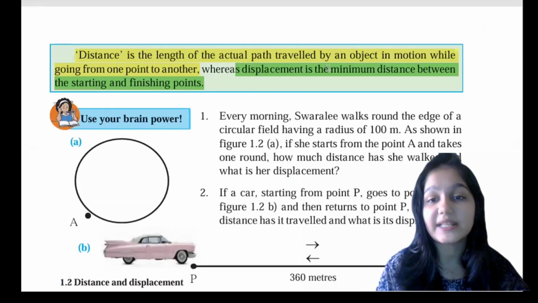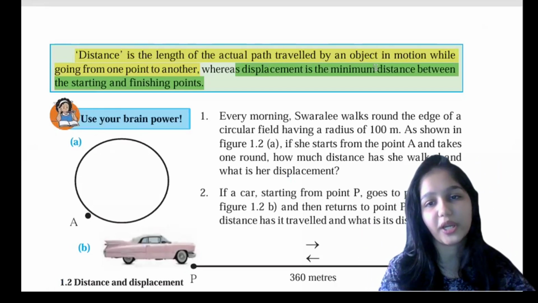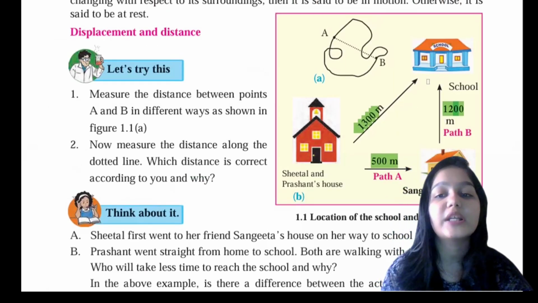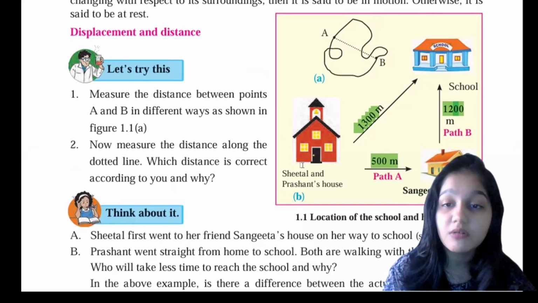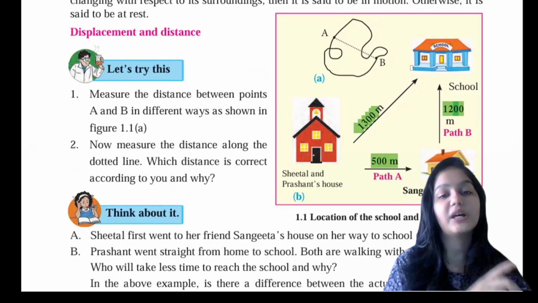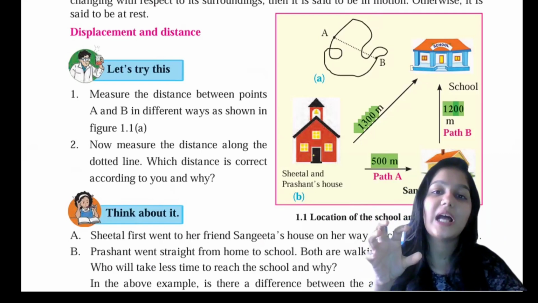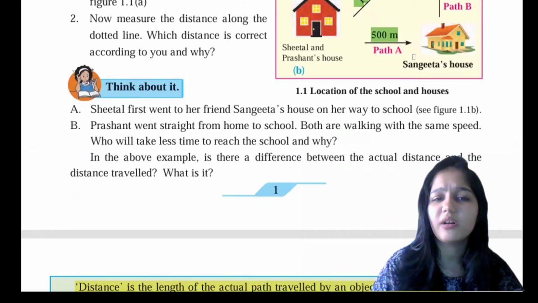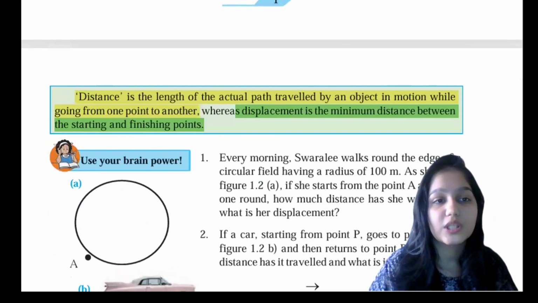See, displacement is the minimum distance between the starting point and the finishing point. Remember one thing here, the starting point is Sheetal's house, the ending point is school. For this also, the starting point is Sheetal and Prashant's house and the ending point is school. The ending and the starting point remain the same, but when it is the minimum distance, it is displacement. Please remember it. It is a very easy concept here, I guess. It is very easy to understand, but this paragraph is very important. So this will go 2 times in your notebooks.